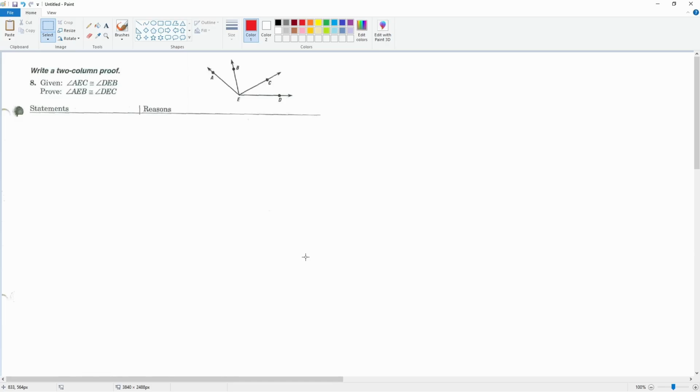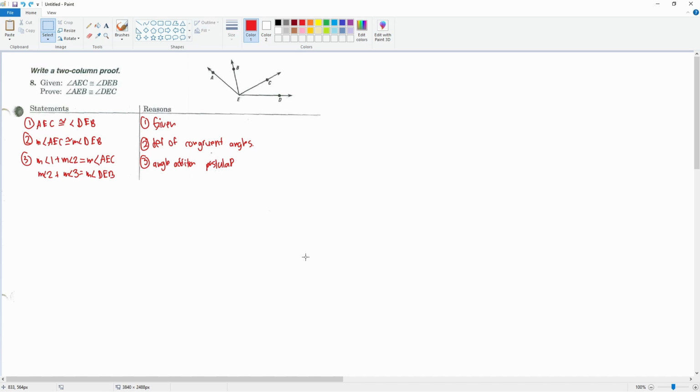All right, here we're asked to prove that angle AEC is congruent to angle DEB. That's what we're given. We're going to prove angle AEB is congruent to angle DEC. So start with what you're given. After that, we would like to use that congruent statement, but now we get the measurement of that congruent statement. From there, we can use the angle addition postulate to add things together.